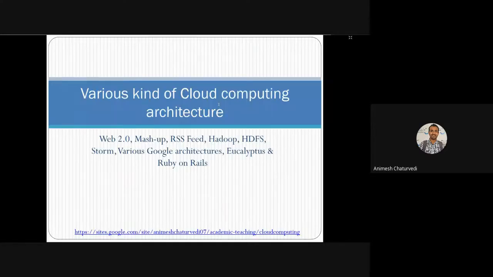Then in the next class, we'll discuss various kinds of cloud computing architecture. I hope all these things are clear. Any doubt or any query, then you may ask, or we'll stop this class over here.